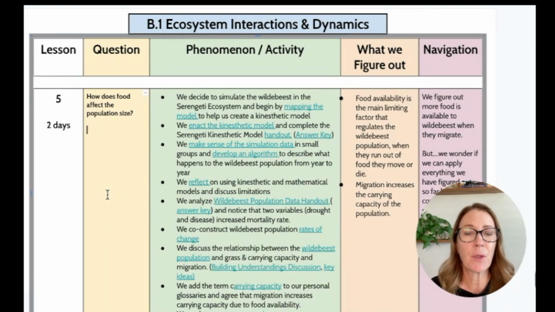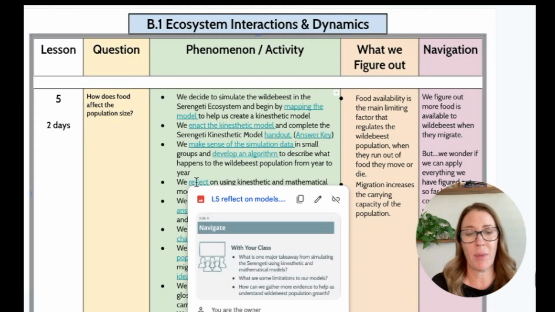Okay. And so then we reflect on using the kinesthetic model, and we're just basically going to be talking about the limitations of the model. And where we're getting to with this is that we're only looking at one limiting factor. We haven't looked at anything else that could limit the population of wildebeest.